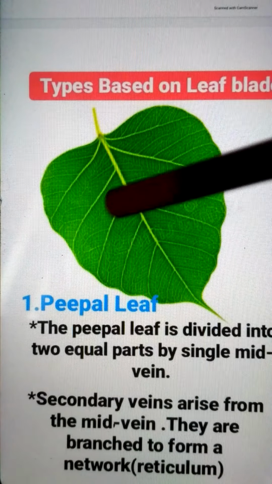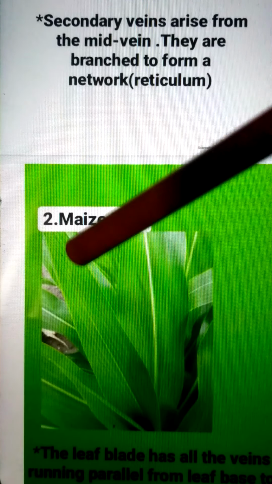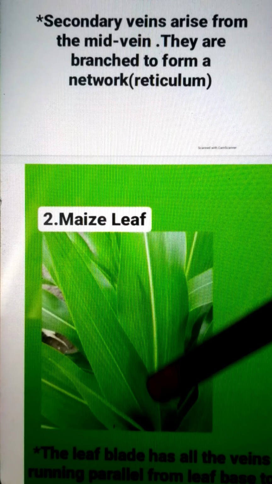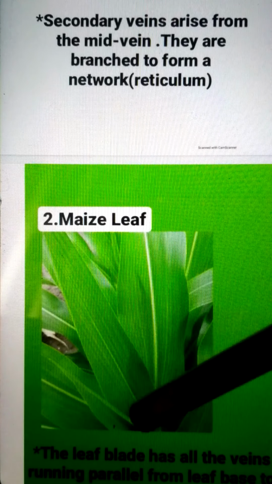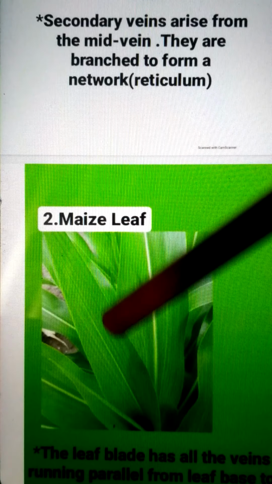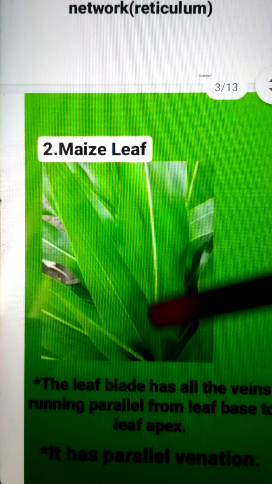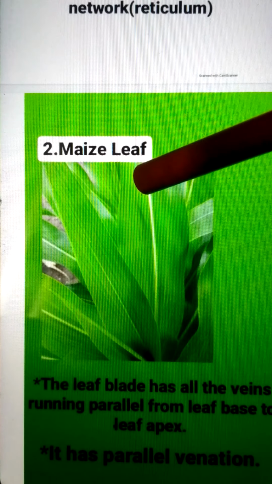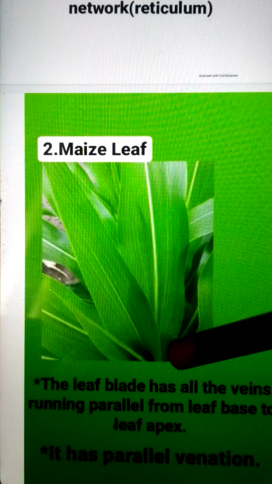Now second is the maize leaf. In the maize leaf, see the surface of the leaf. On the surface of the leaf, what you can observe is that there are parallel lines passing. See, you can see parallel lines. This is the midvein, and there are many parallel lines passing from the leaf base till the apex.